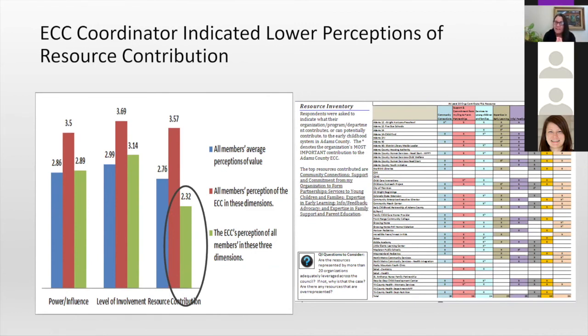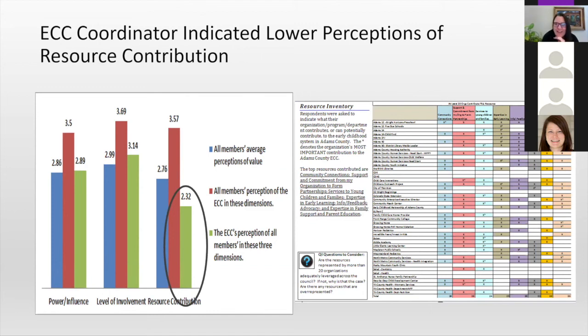The red is all the members' perception of the Early Childhood Council, which is actually an organization or a set of organizations in the network. So we pulled out the perceptions of just them. The green is the ECC's perception of all their partners. So let's call the ECC the backbone organization for a second. The red is everyone's perception of the backbone organization. The green is the backbone organization's perception of all of its members.